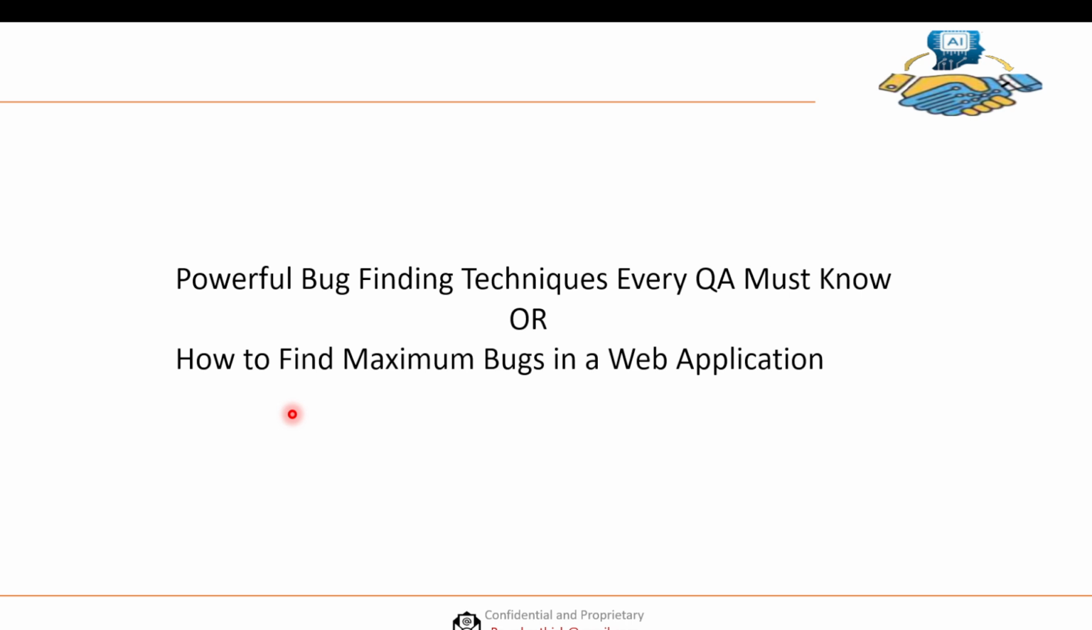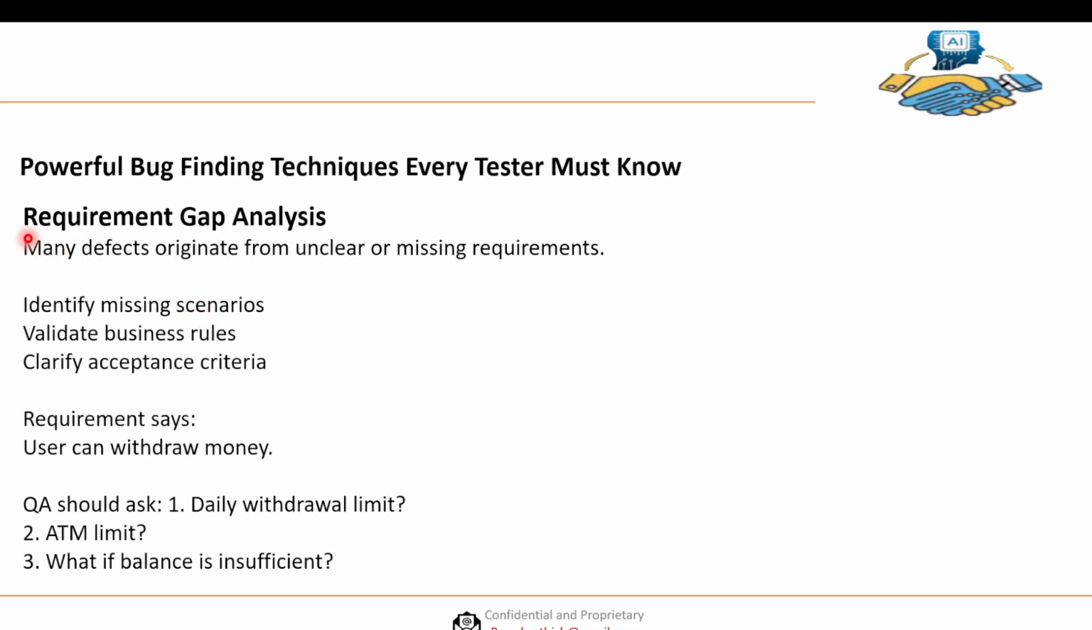So, the first technique is requirement gap analysis. Whether you are a fresher or an experienced person, when we get a user story, first we understand the requirement and try to find the gaps. Many defects originate from unclear or missing requirements, so we identify the missing scenarios and business rules, and clarify the acceptance criteria. If the acceptance criteria is not clear or unambiguous, we need to clarify it.